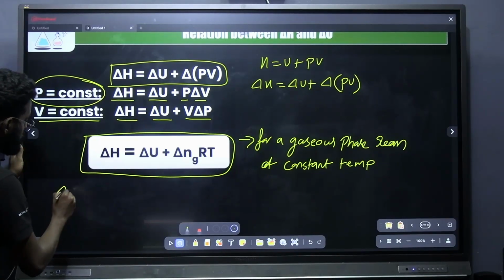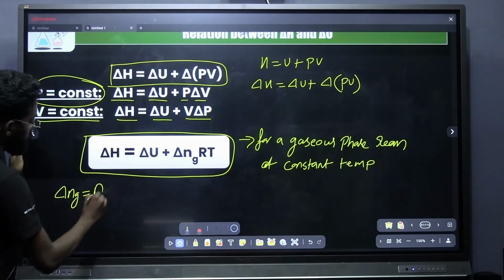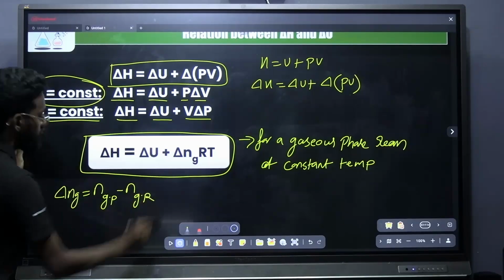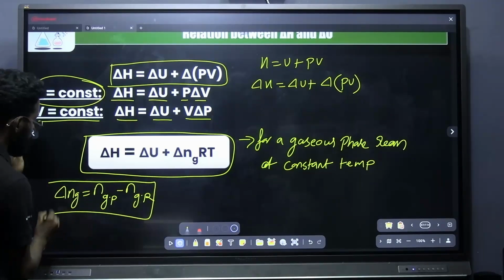And what is this delta Ng? Delta Ng is equal to number of moles of gaseous product minus number of moles of gaseous reactant. That is what the delta Ng value is.